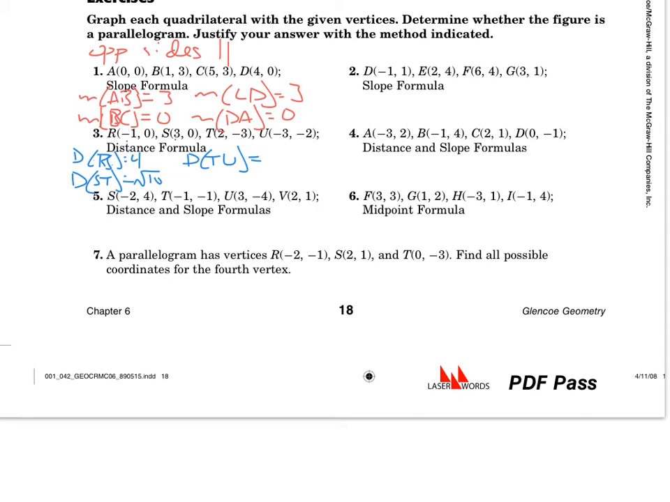For TU, we've got the distance from 2 to negative 3. It's going to put us at 5. And from negative 3 to negative 2, it's going to put us at 1. So square root of 26.